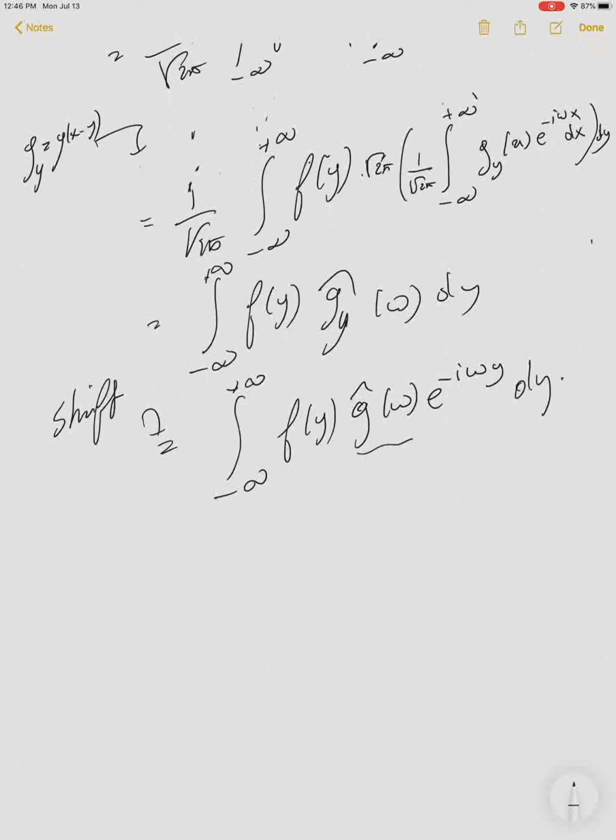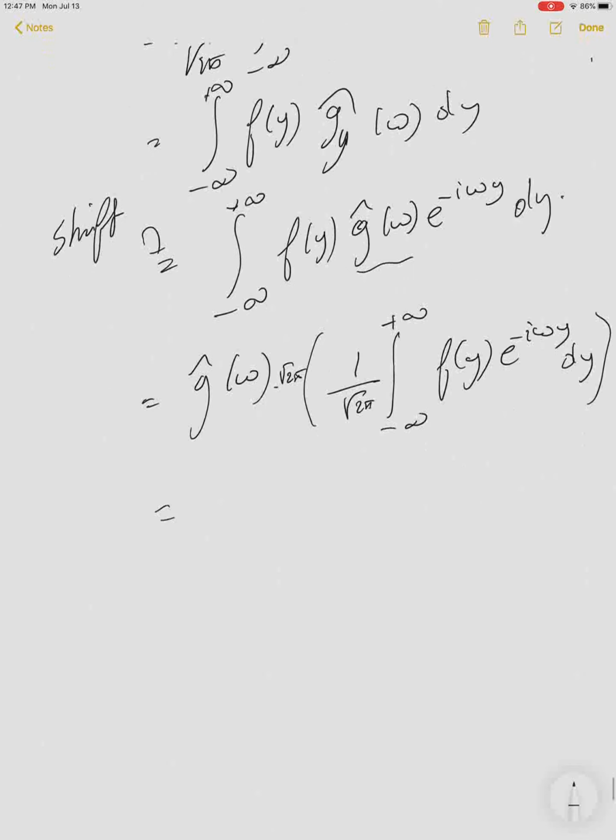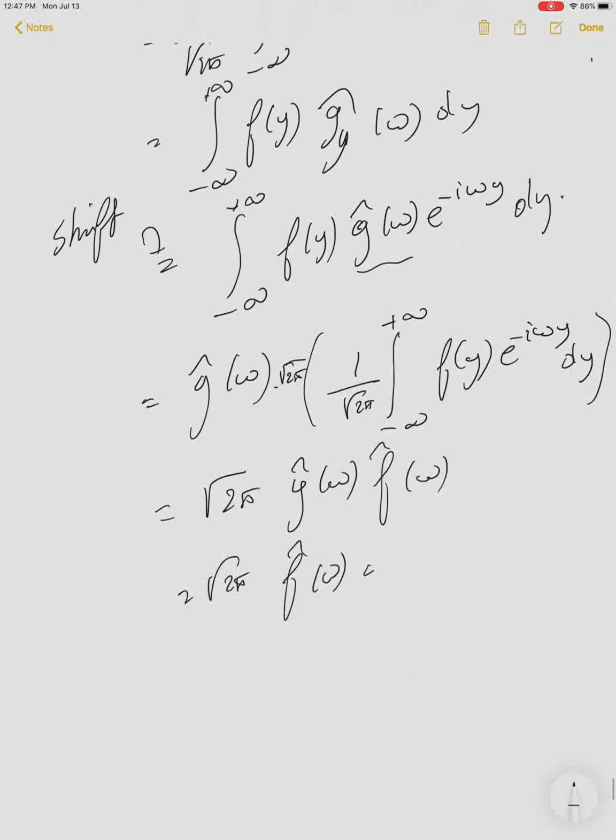Now this is independent of y, so this is g hat of omega, I can put outside. Integral from minus infinity to positive infinity f of y e to the minus i omega y dy. But now again, this looks like a Fourier transform, but I need 1 over radical 2 pi, so times radical 2 pi. And this is equal to square root of 2 pi g hat of omega f hat of omega, or square root of 2 pi f hat of omega g hat of omega. And that's it.